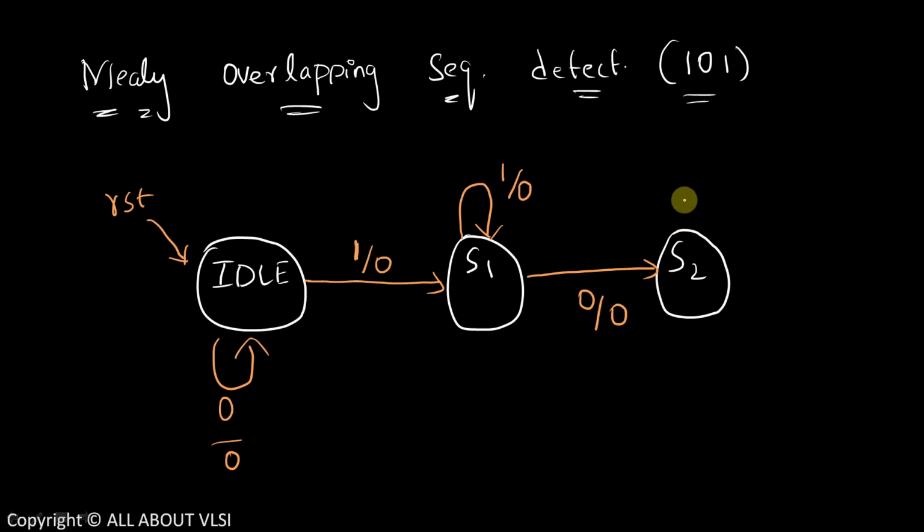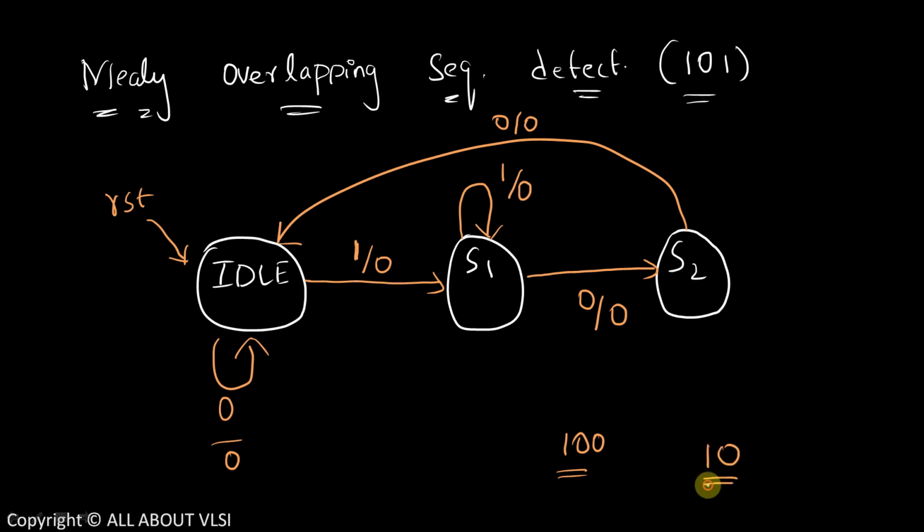Now, here the major difference lies. If you are in S2 state, you already have the sequence 1 0, and if you get one more 0, it is completely mismatching with your sequence 101. So using this you cannot build any further sequences. So that's why you are simply going to the idle state by making your output 0.